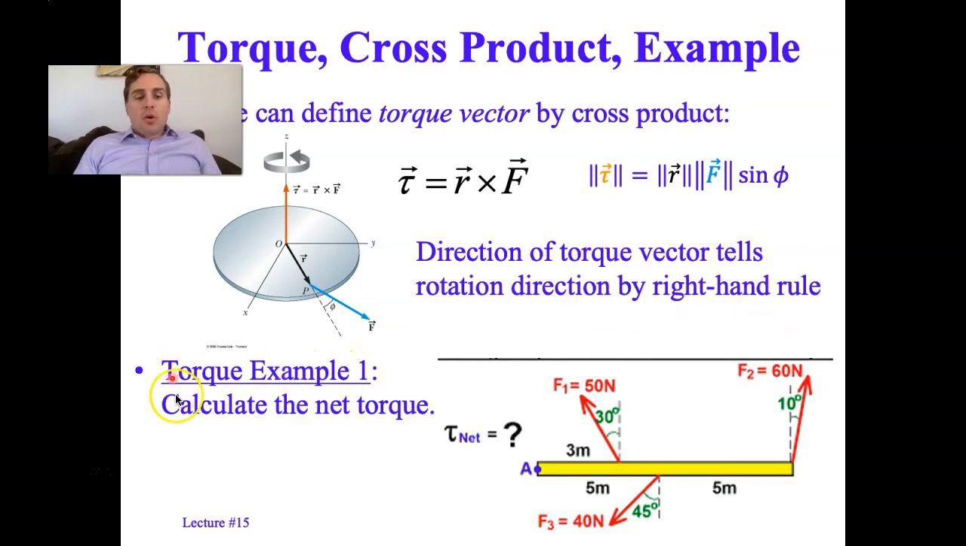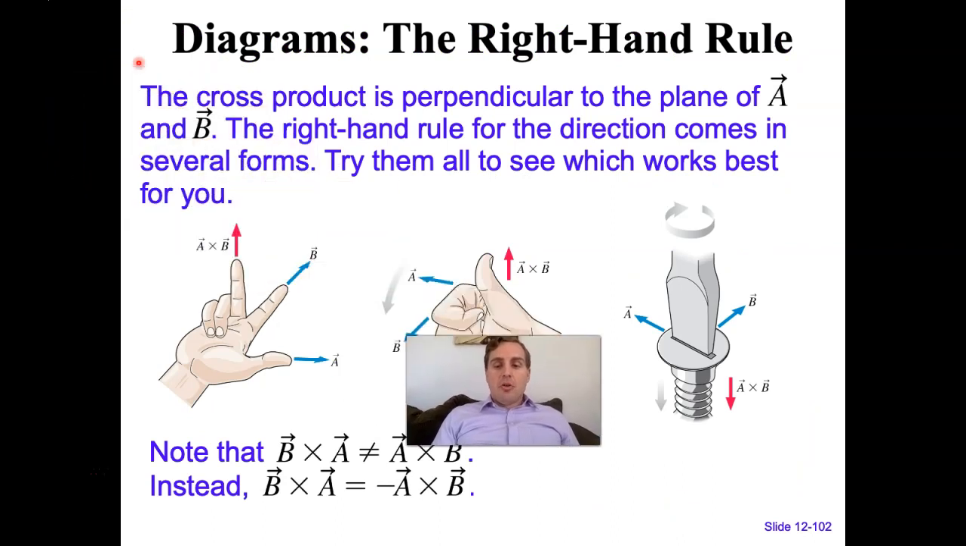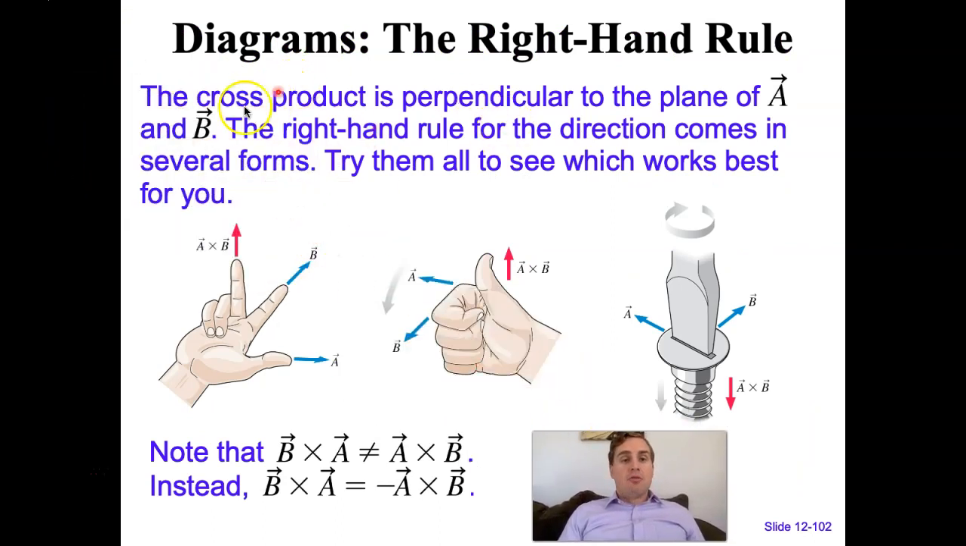Now finally, this torque example I will show in a later video. But what we'll do is we'll calculate the net torque about this axis A, given these measurements, given these forces, and then given these angles. So here's just another diagram to show you a little bit more about the right-hand rule. The cross product is perpendicular to the plane of vector A and vector B. The right-hand rule for the direction comes in several forms. Try them all and see which works best.